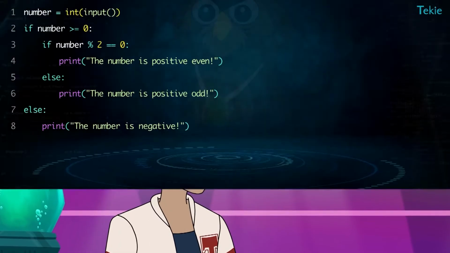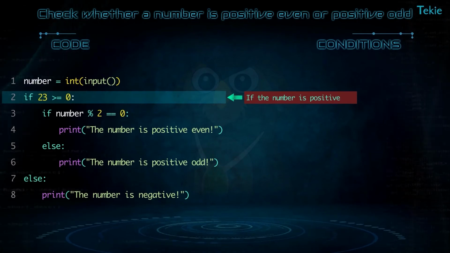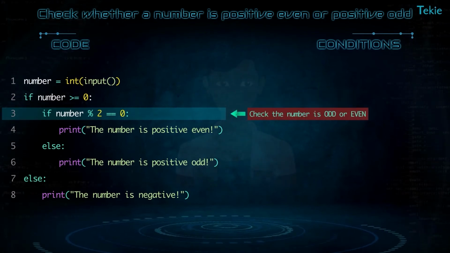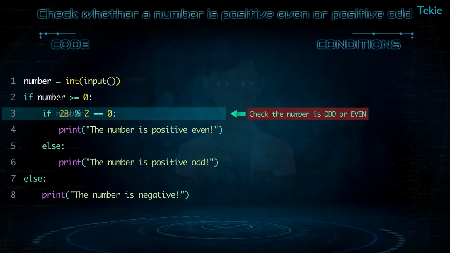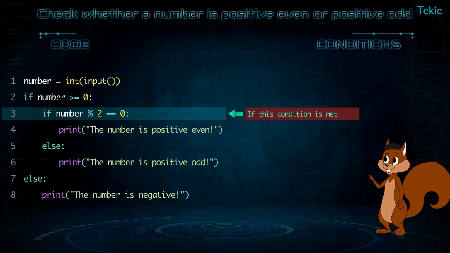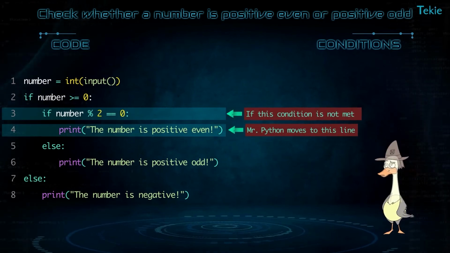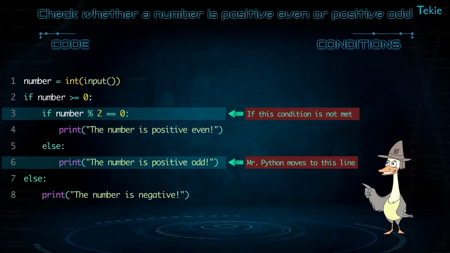That's just crazy. So, if the number is positive, Mr. Python moves to the next if block on line 3. Yup, where he checks if the number is odd or even. Correct. If the number is equal to 0, Mr. Python displays the message from line 4. If not, it displays the message from line 6.